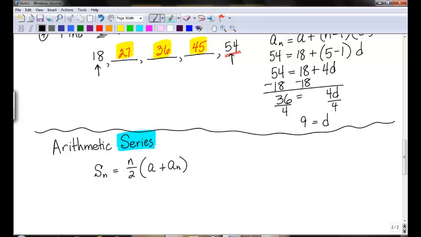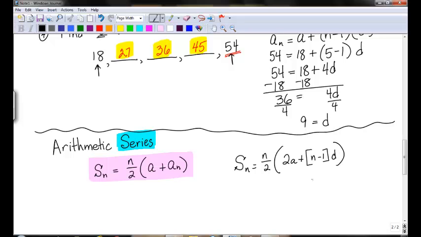Now, this is the formula you use if you know the first term, a, and the last term, a sub n. If you know the first term and last term, you use that one. If you don't know the last term, then you use this one. S sub n equals n over 2 times the quantity 2a plus, using a different grouping symbol, n minus 1 times d.